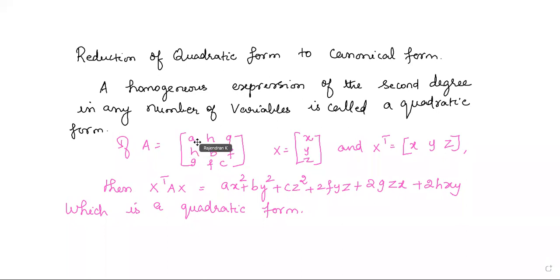Suppose A is equal to [a, h, g; h, b, f; g, f, c], X is equal to (x, y, z) and X transpose is equal to (x, y, z). Then X transpose AX is equal to ax square plus by square plus cz square plus 2fyz plus 2gzx plus 2hxy, which is a quadratic form.